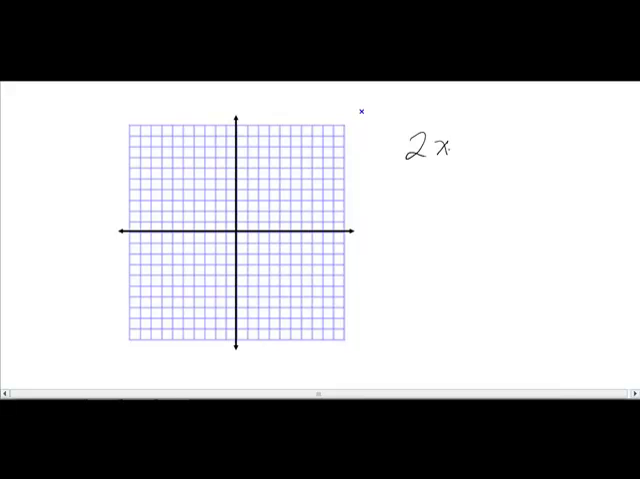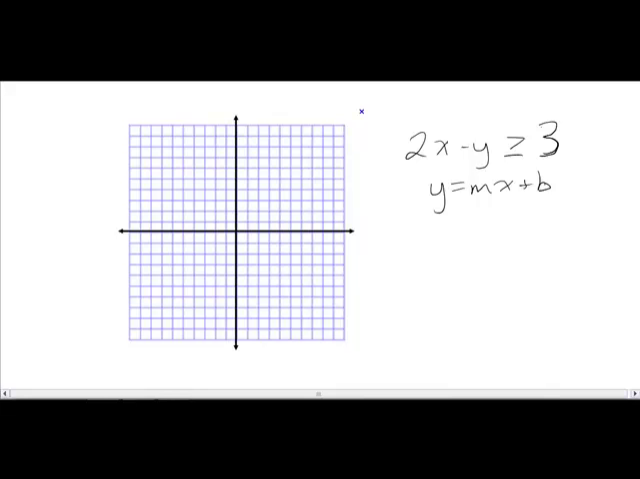2x minus y is greater than or equal to 3. Sometimes it's easiest to graph it if you get it into slope-intercept form, and that's what I think I'm going to do here. So let's do that. Just as a reminder, slope-intercept form is y equals mx plus b. So in other words, I'm going to move everything over to the right side except for the y.